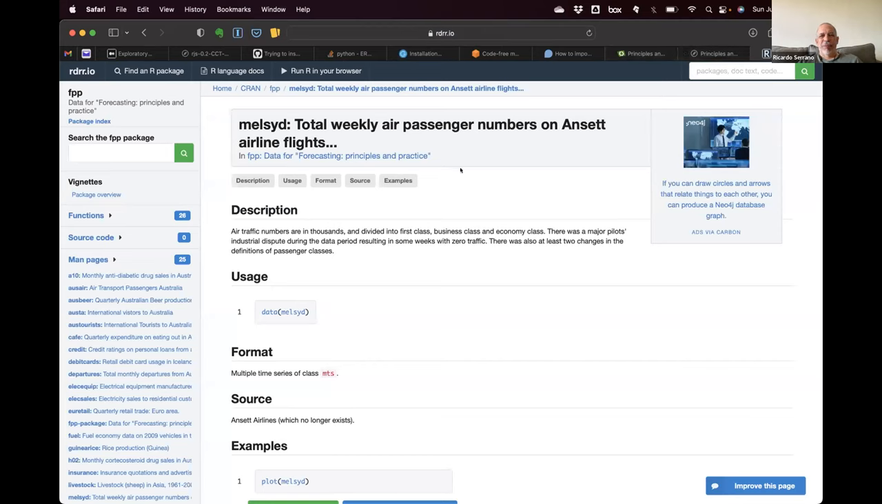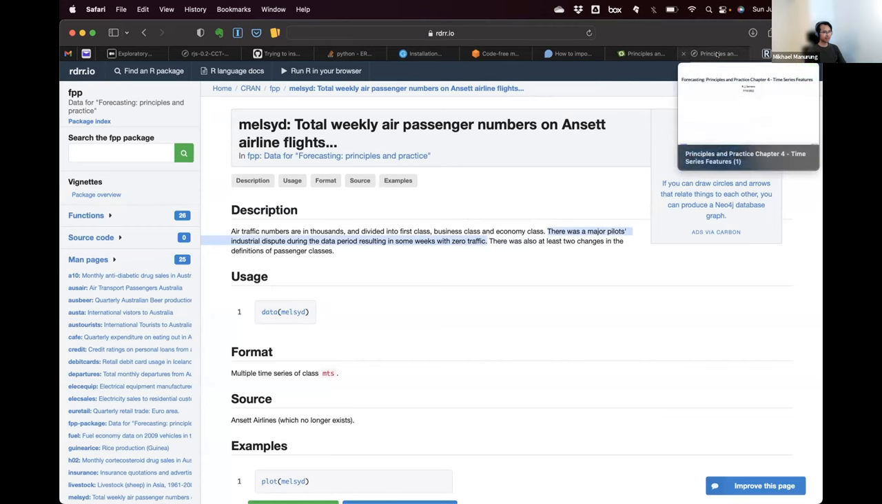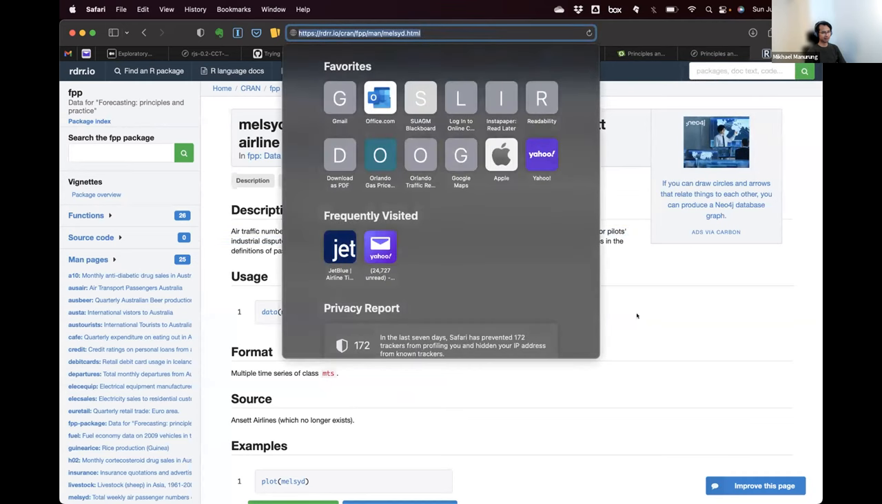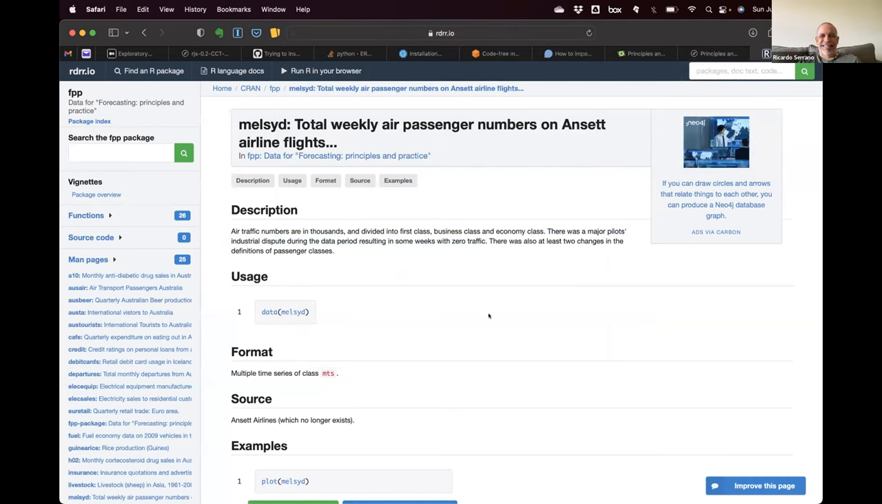That was the link for the ANSETT airline, and that's the reason why we get the dip, it's right there. It's actually quite cool to see that there is this annotation of the data. I never looked into this kind of description. Apparently they got some questions before, so they made it clear.